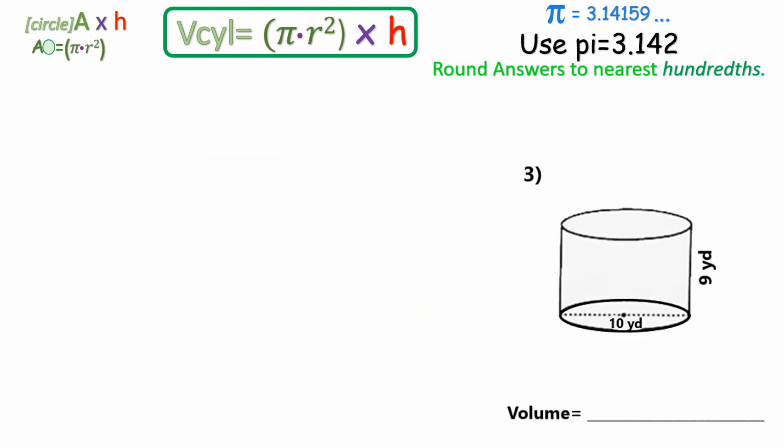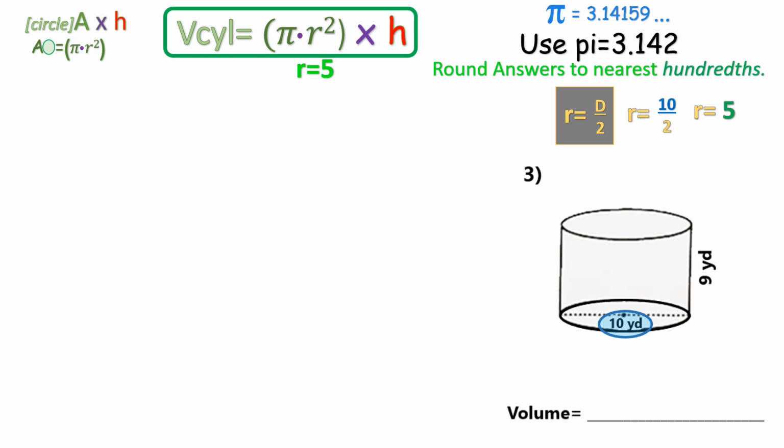All right, so our last one, I set up a little different for you just to make sure that we're doing all the steps that we need to. So once again, I have a cylinder, but notice what I have. I don't have a radius, I have a diameter. And reminder that when I have a diameter, I have to divide it by 2 to find out what my radius is. So if I take 10 divided by 2, then I know my radius is 5. And now I can plug that 5 into my formula.